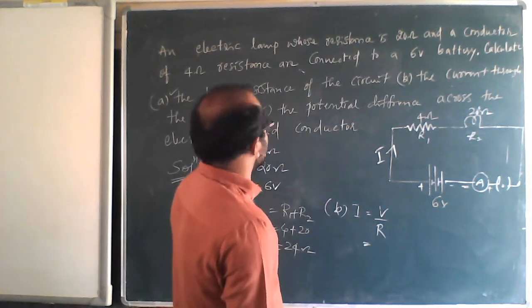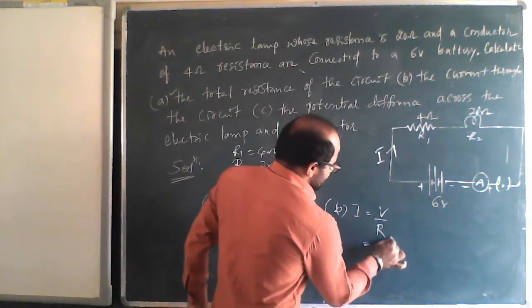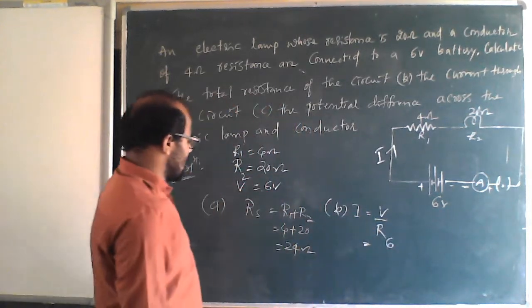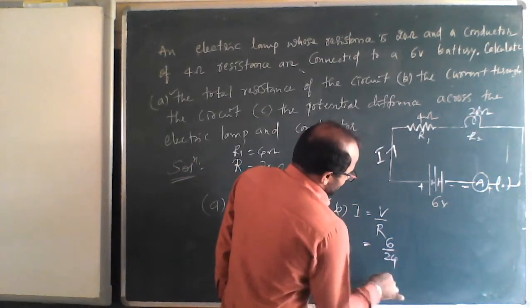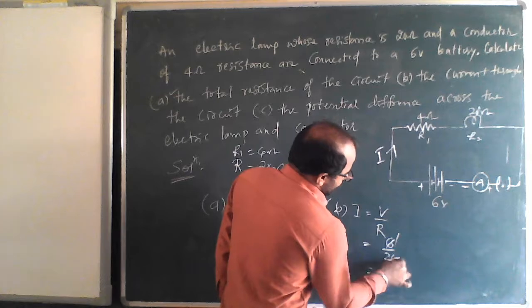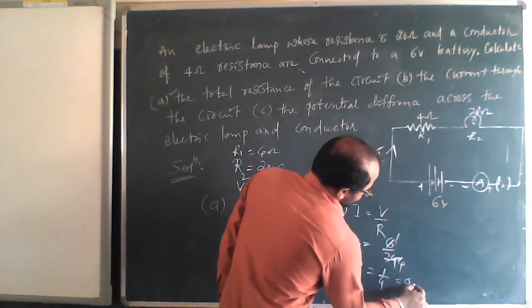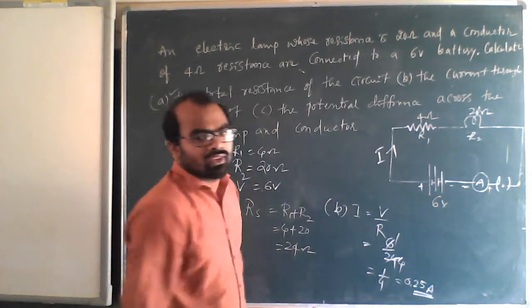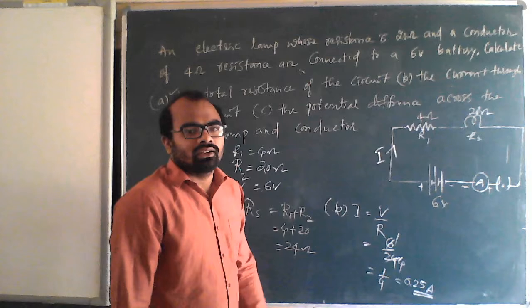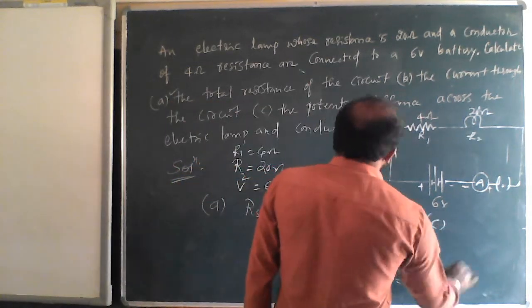So what is my I here? V is 6. R is the total effective resistance you have to take, 24. So 6 by 24 is 1 by 4. If you put it in decimals, 0.25 amperes. I hope you all are clear.